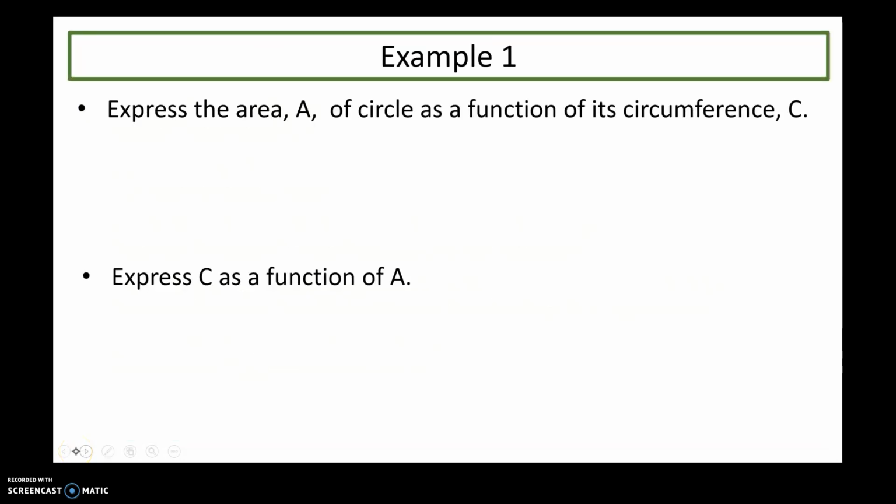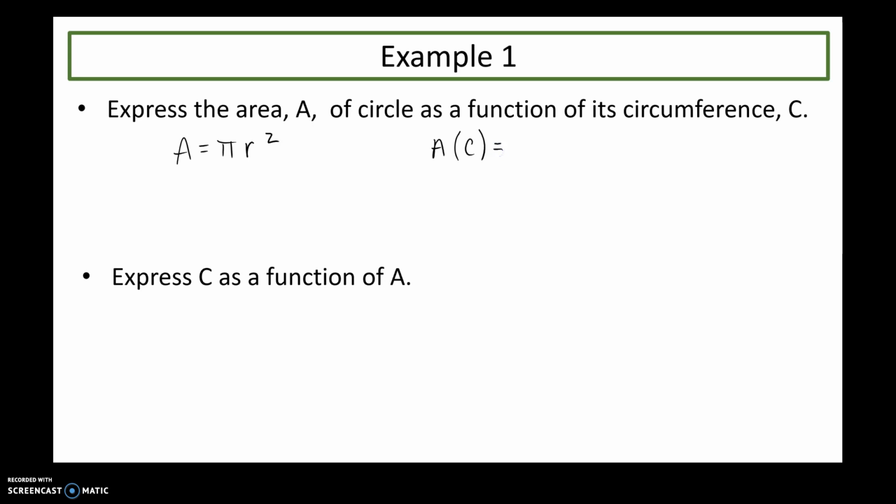All right, first example, express the area of a circle as a function of its circumference. Okay, so we start with the area of a circle. Area equals pi r squared. Now we want it as a function of its circumference. So we want the area of a circle in terms of its circumference. Okay, so C is going to be the variable in the equation.